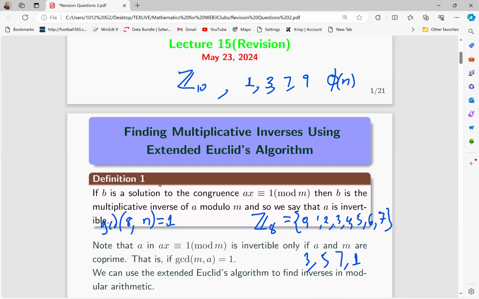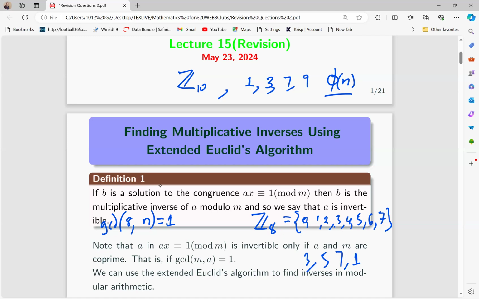Euler phi of n, we said, counts the elements greater than 0 but less than n which are relatively prime to n. Elements which are relatively prime to n. Is that okay? Smaller than n, but relatively prime to n. So Euler phi of n tells us how many elements have multiplicative inverses.